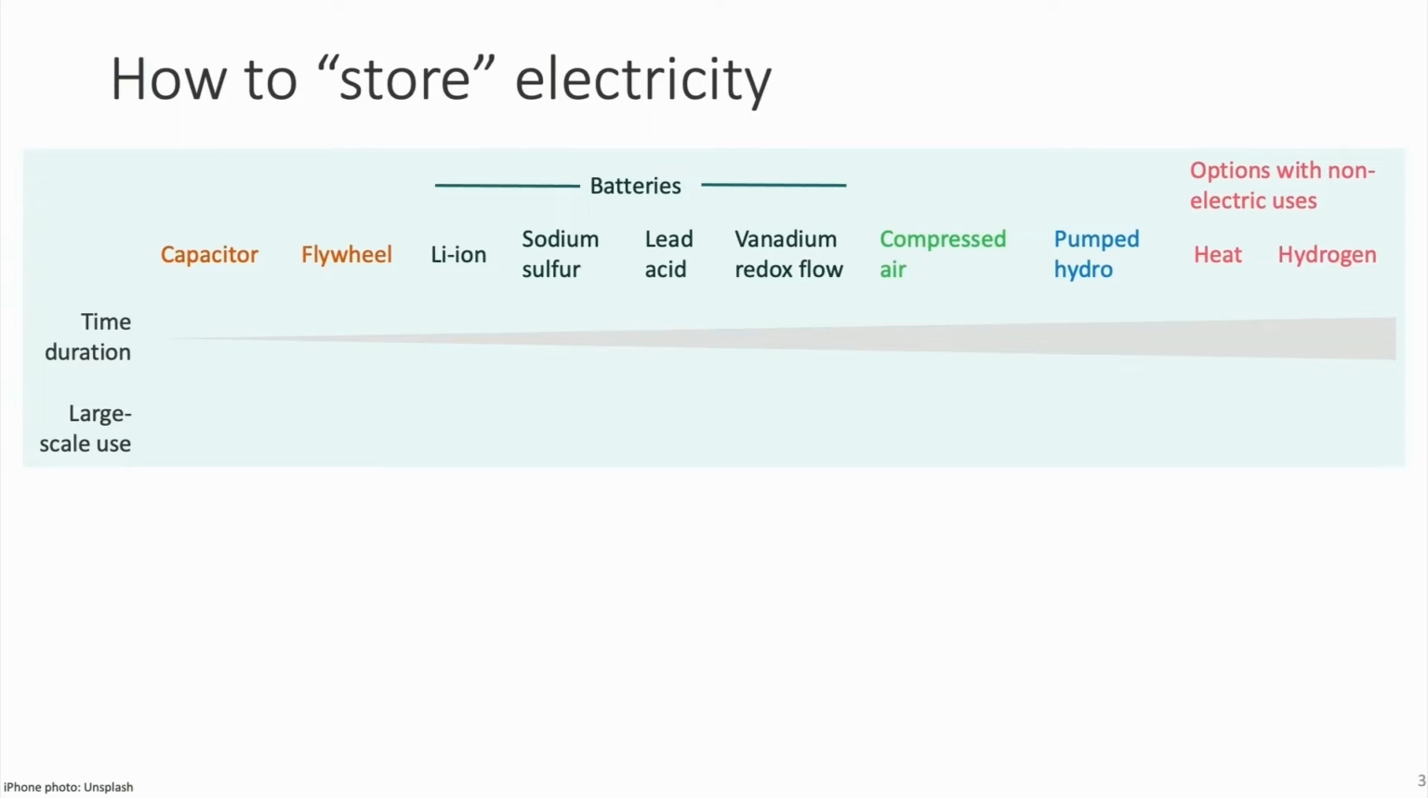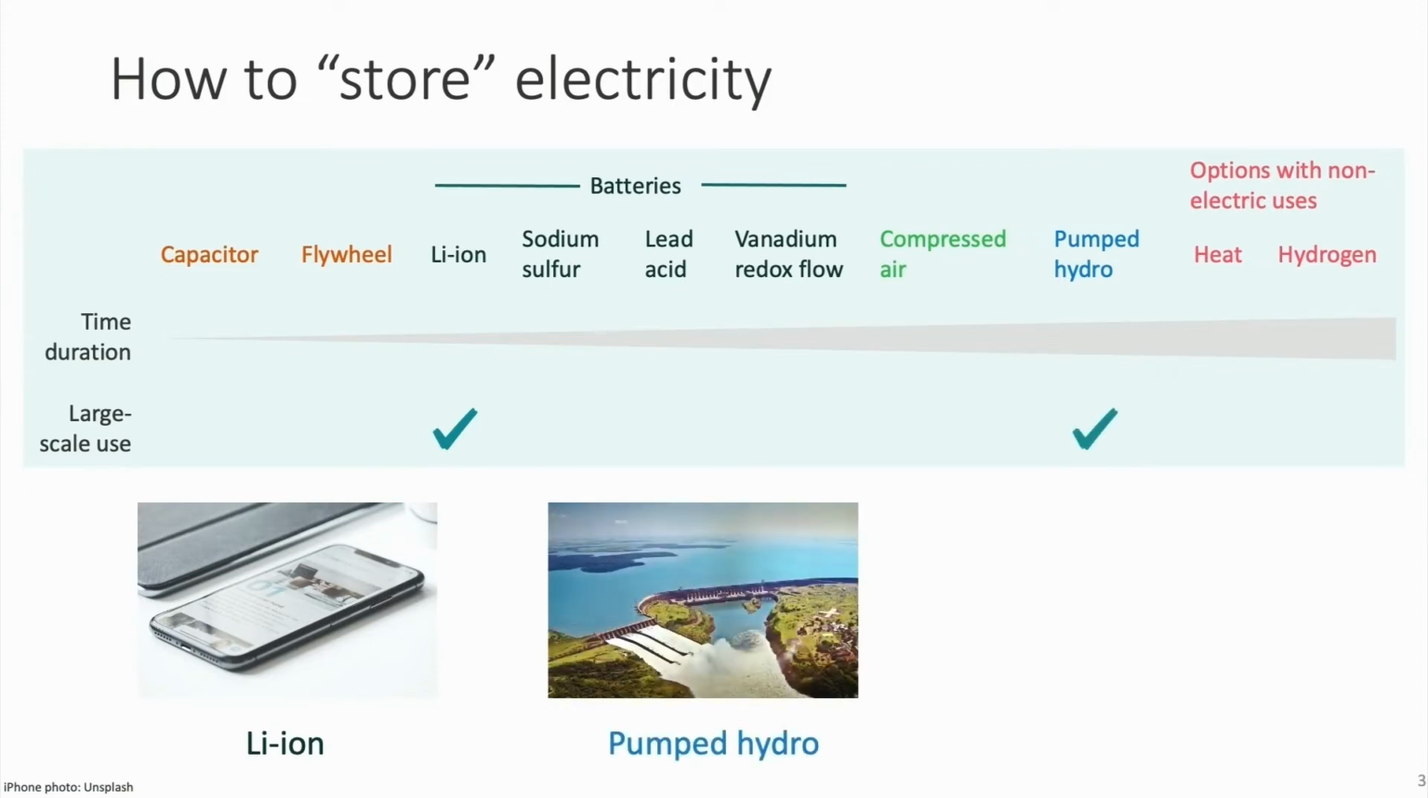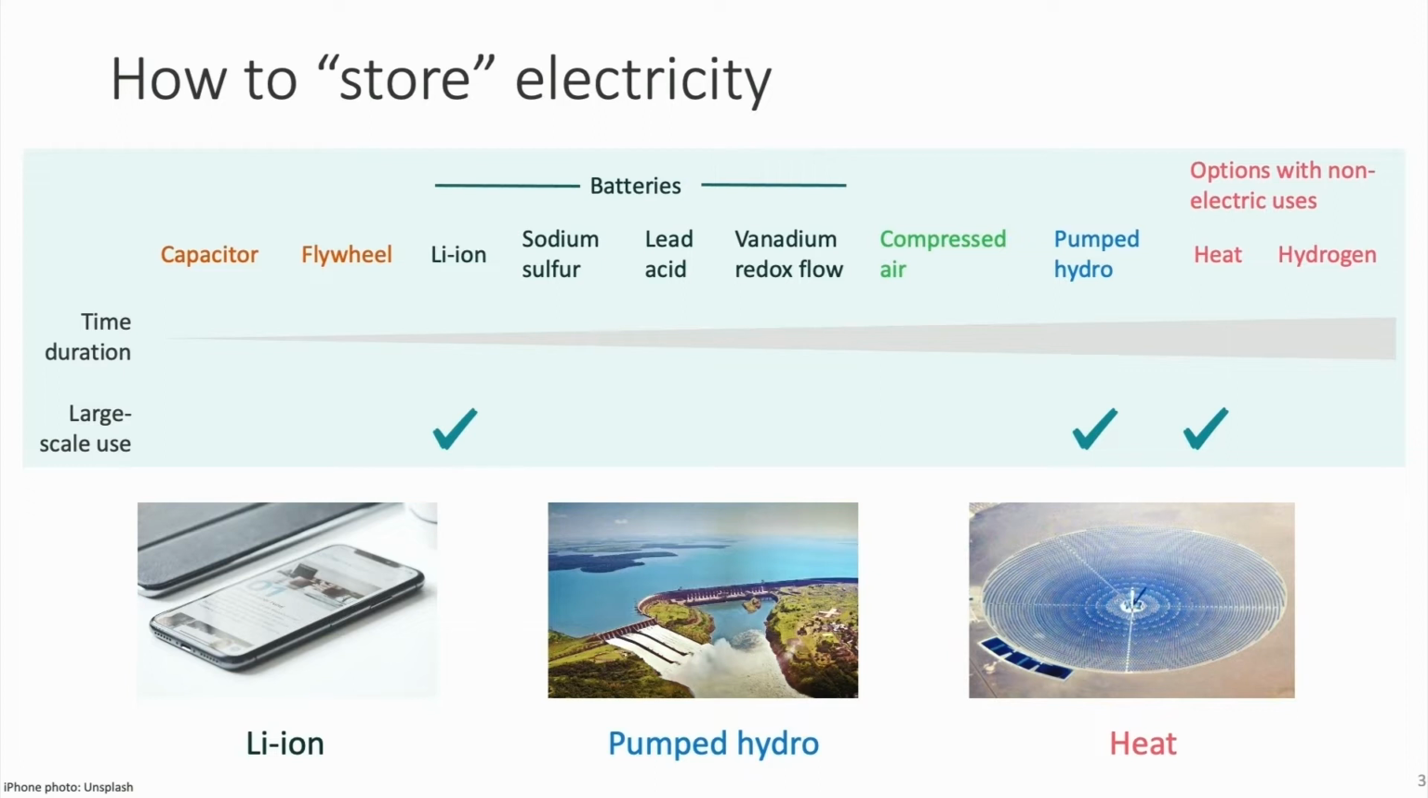For now, I'll just indicate which ones are already used at a large scale. Batteries, especially lithium-ion batteries, which is exactly the same kind of battery also used in electronic devices like your phone or in electric cars. Pumped hydro, which we already mentioned, which stores electricity in the form of water. And heat storage. We mentioned concentrating solar power plants with heat storage earlier.